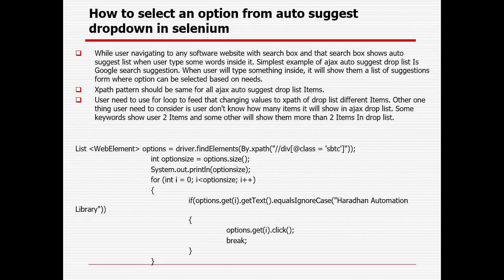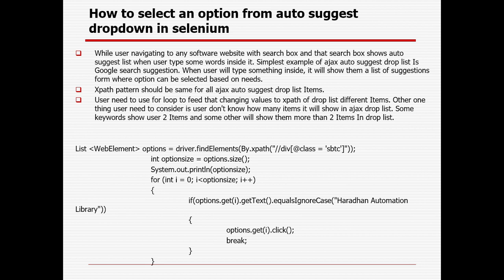So definitely it will give you a lot of suggestions, but every time the suggestion pattern will change. Sometimes it is in the first position, sometimes it will go to the fourth position, right? So in case you want to click on the first position, you will not be able to. Okay, so the XPath pattern should be the same for all the Ajax auto suggestive drop down list items. So the user needs to use a loop to feed the changing values to the XPath of the different drop down items. Another thing the user needs to consider is that the user does not know how many items are there in the Ajax drop down, right? Sometimes it can be 2 items, sometimes 5 items, sometimes 10 items, or sometimes even 1 item. Then how can you handle this?